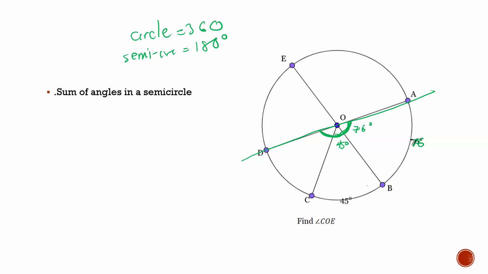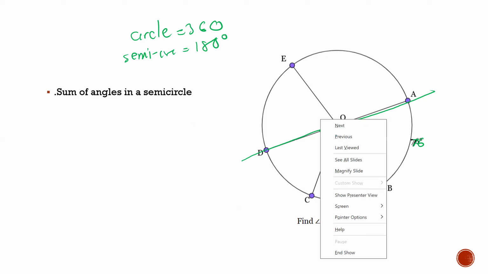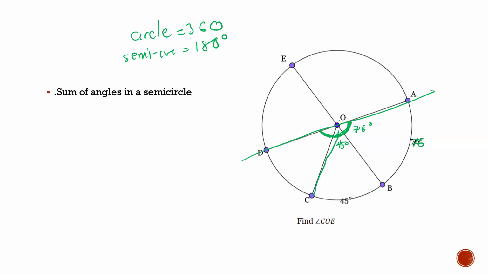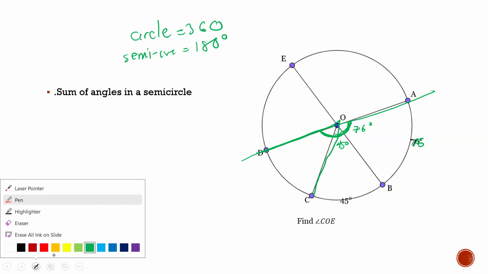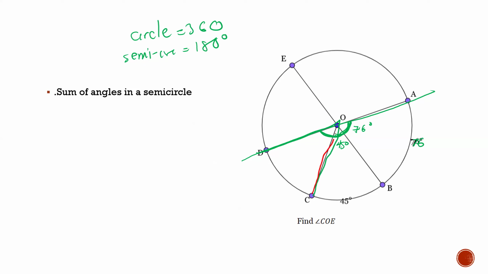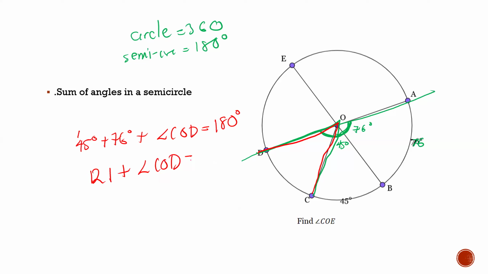All right, so all we have to do is, first of all, find this angle here. Let's say this is angle COD. Let me use a different color. We're looking for angle COD. So 45 degrees plus 76 degrees plus angle COD should give us 180. So 45 plus 76: 5 plus 6 is 11, 4 plus 7 is 11, plus 1, that's 12. So 121 plus angle COD is 180.